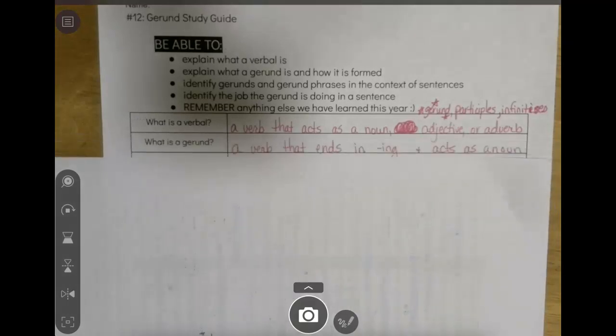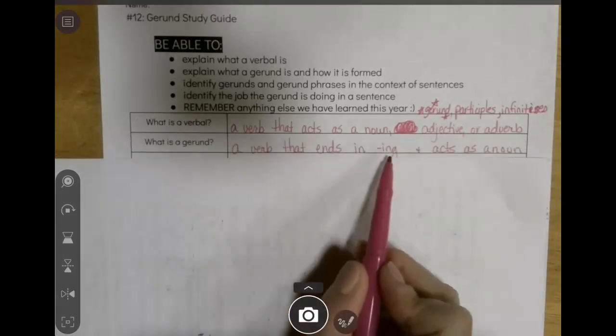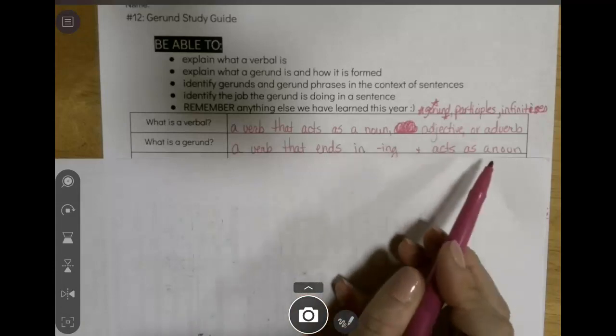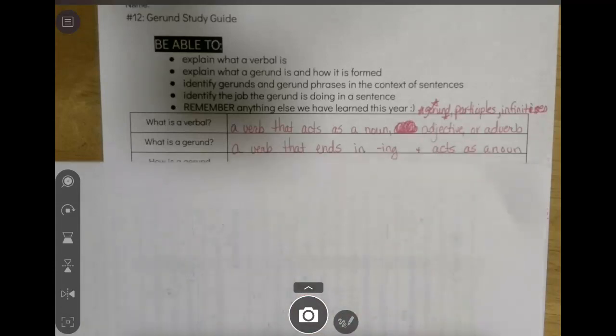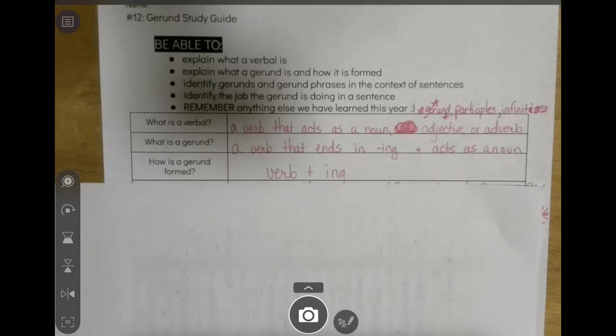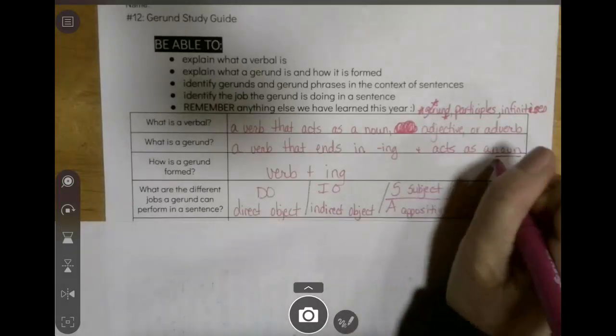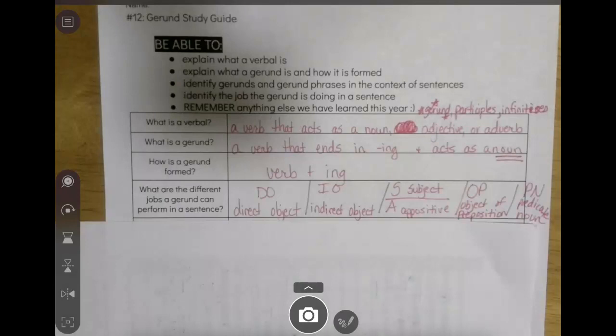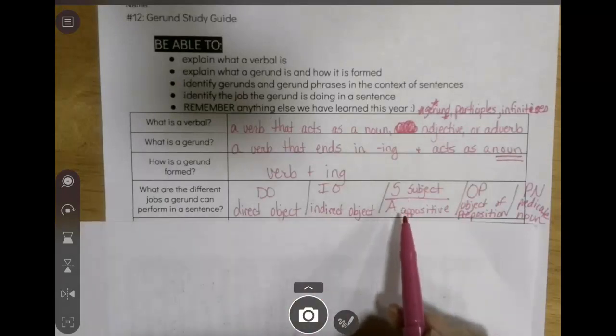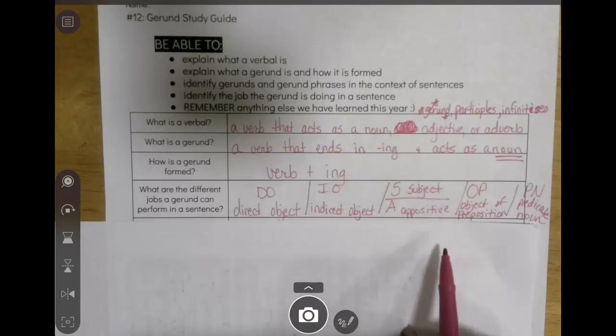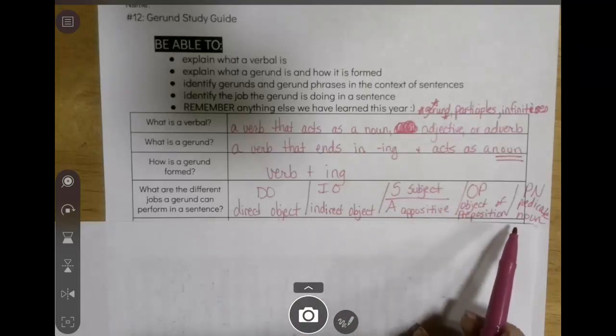All right, what is a gerund? It's a verb that ends in ing, and it acts specifically as a noun. And how do you form them? Well, you just take the verb and you add ing to it. What are the jobs a gerund can do? Well, since gerunds act as nouns, they can do the same jobs that nouns do. They can be direct objects, indirect objects, subjects, appositives, objects of prepositions, or predicate nouns.